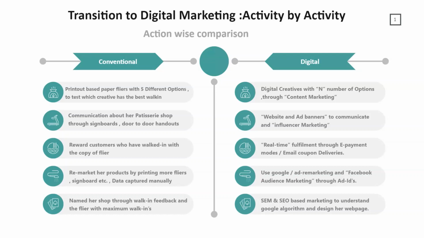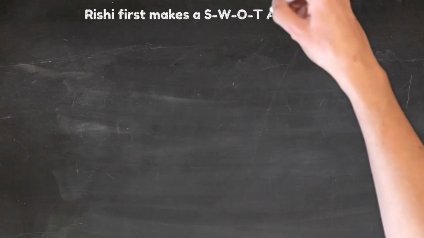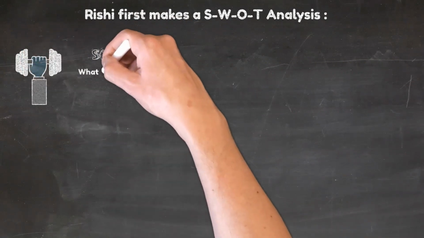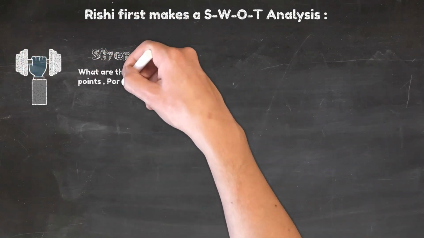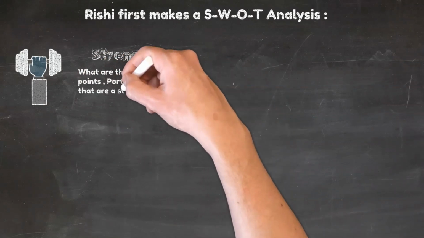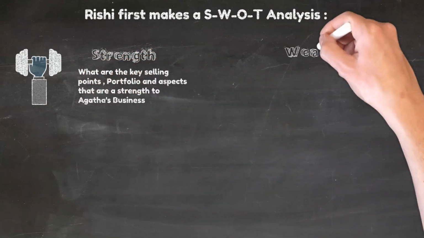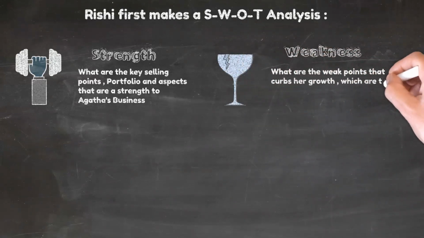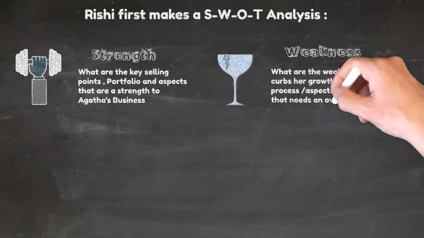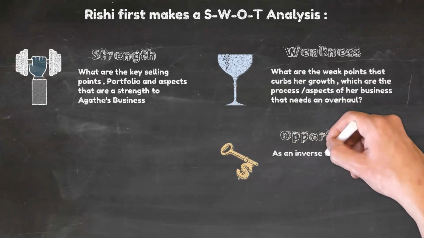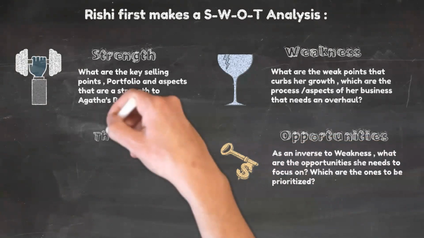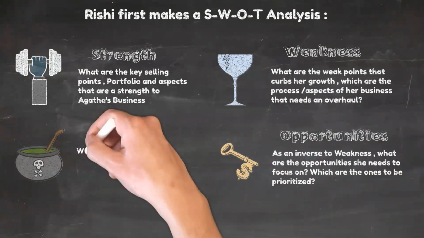In the last session, you would have seen what Agatha needs to do to transform from conventional marketing to digital marketing. So, basis her requirements, Rishi first decides to make a SWOT analysis. A SWOT analysis is a combination of strengths, what are the business strengths that she has, and weaknesses, what could really impact her growth, and opportunities, where she can tap into and leverage and make more from her customers or business, and threats, what can really jeopardize her business.